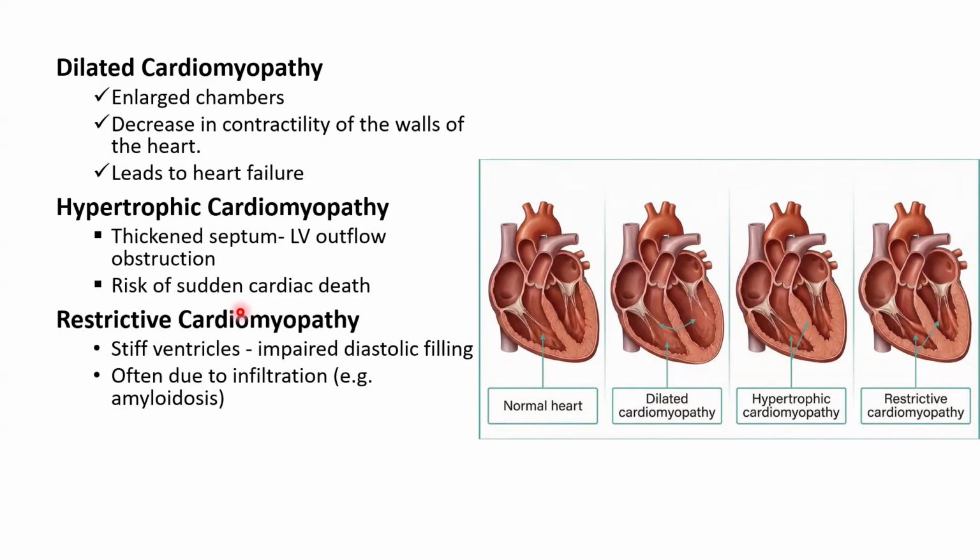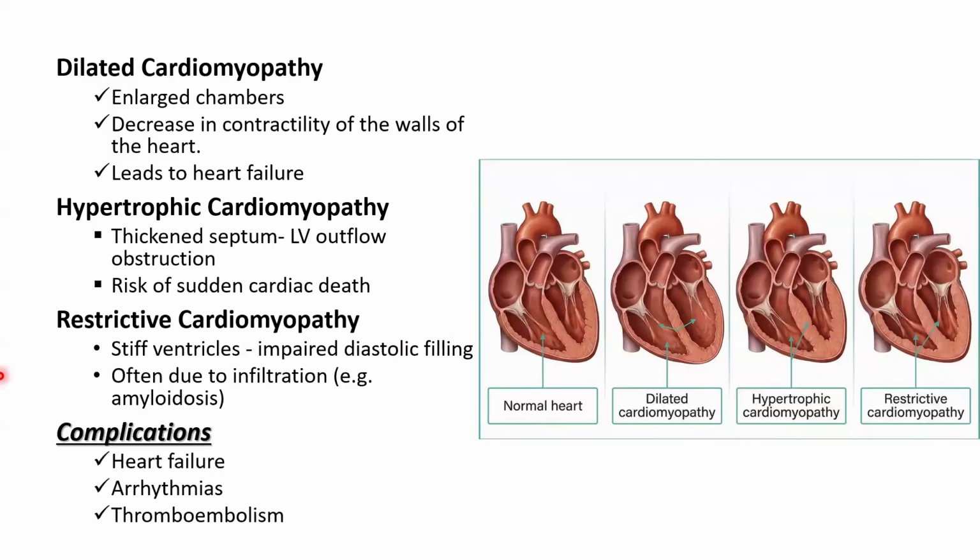The other is restrictive cardiomyopathy, which means stiff ventricles. Stiff ventricles lead to impaired diastole, or impaired filling of the ventricles. All of these lead to heart failure and arrhythmias, meaning inconsistencies in the conduction of the heart. The other is thromboembolism, which leads to various conditions such as stroke and peripheral infarcts.